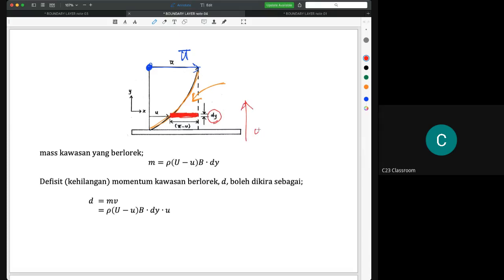We could assume that the thickness of this rectangle is dy, because this is the axis of y, and the length here is capital U minus u. Why? Because at this point the value is the free stream velocity, capital U, and the molecule here is moving with the velocity of small u, which is the local velocity. And this is the free stream velocity.